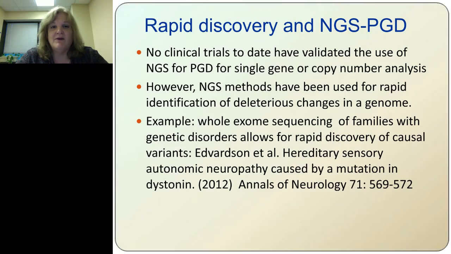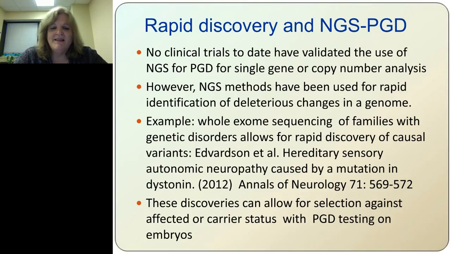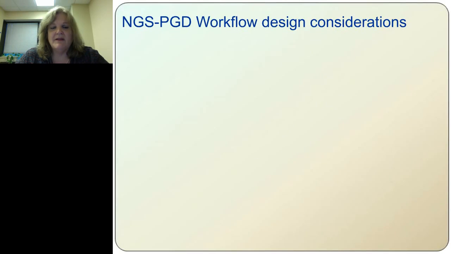don't mention on the slide, but I have to point out that there are a lot of variations that could be responsible. You have to validate, obviously, the variants as causative. But once that's done, the discoveries can allow for selection against affected carrier status with PGD testing on embryos. And there are a lot of different ways that this can be applied. Specifically for more complex disorders like autism or adult onset diseases, we may eventually get to the point where we'll have the opportunity to select embryos who are less likely to get certain diseases.